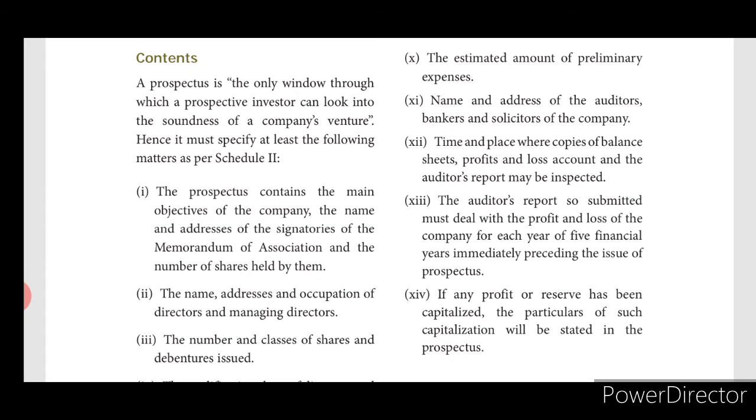Contents. So what are the contents that you will have in a prospectus? A prospectus is the only window through which a prospective investor can look into the soundness of a company's venture. Hence, it must specify at least the following matters as per Schedule 2. So, whatever should be there about how they can invest in a company is mentioned in your prospectus only, and how sound your organization is is also very clearly there in your prospectus. So the following information is there.